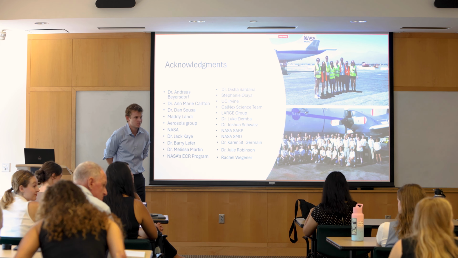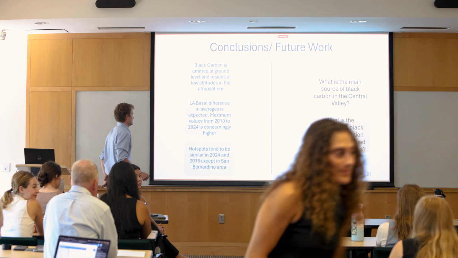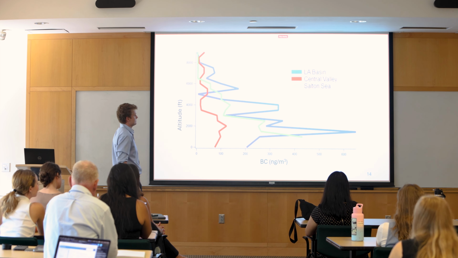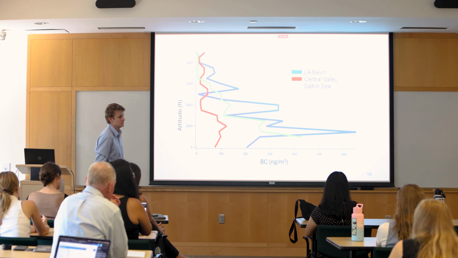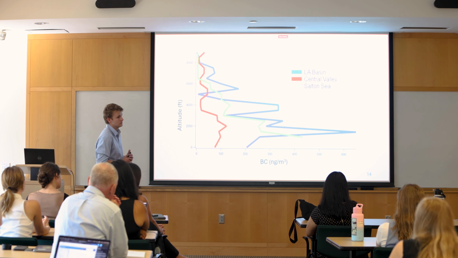On slide 14, with the Salton Sea and, I believe, the Central Valley, why is there such a much larger increase in black carbon for the Salton Sea compared to the Central Valley?